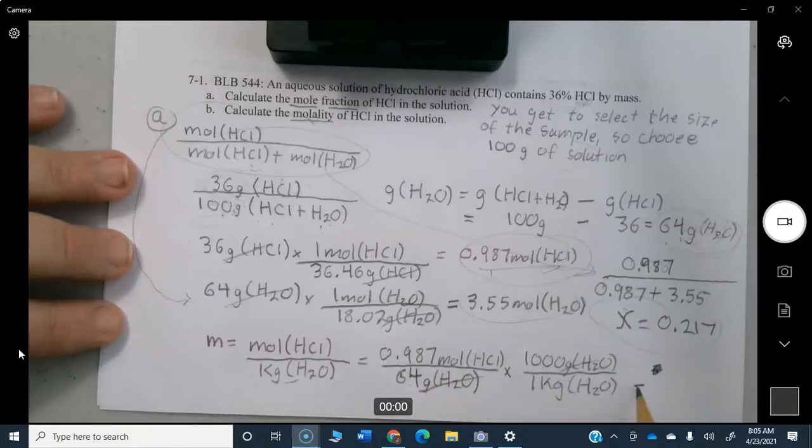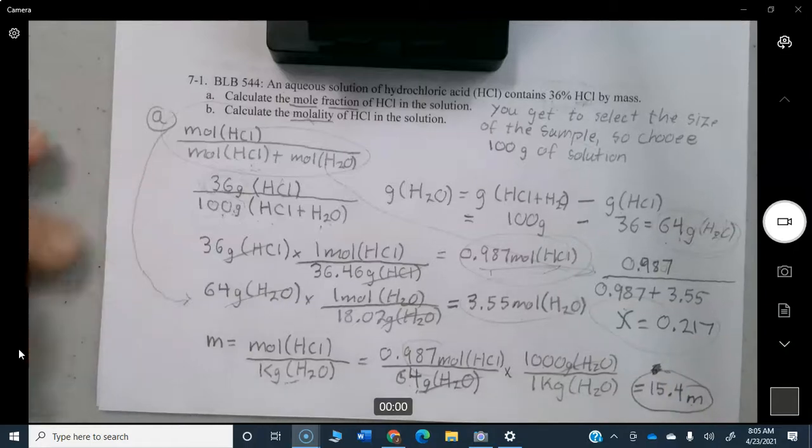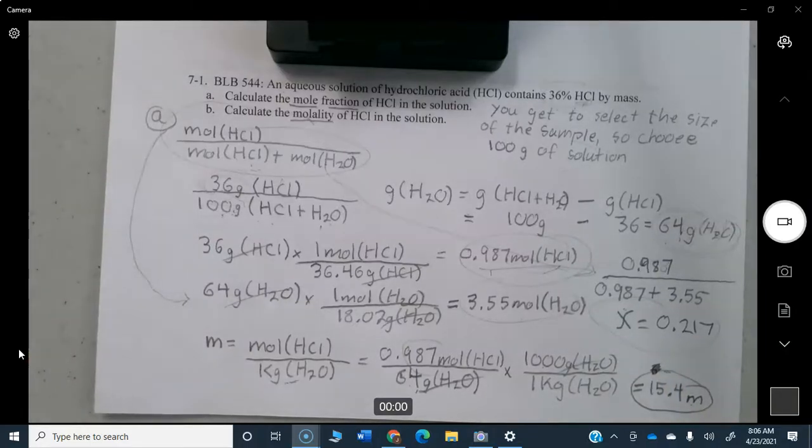And that's going to give you 15.42. 15.4 if you're doing significant figures. The 64, maybe it's 2. We'll go with that. Molal, M-O-L-A-L, molal, small m. Okay, so that's your answer for that entire problem.